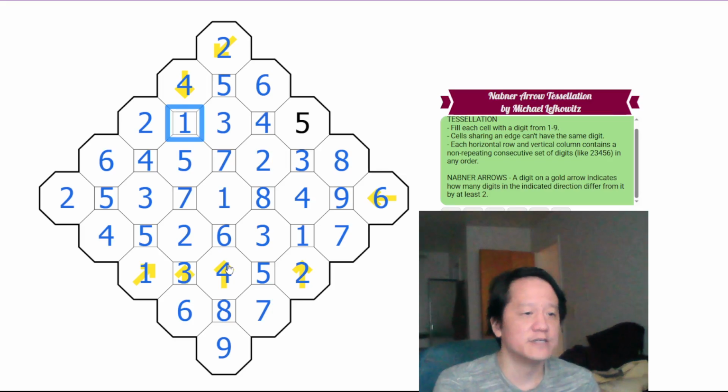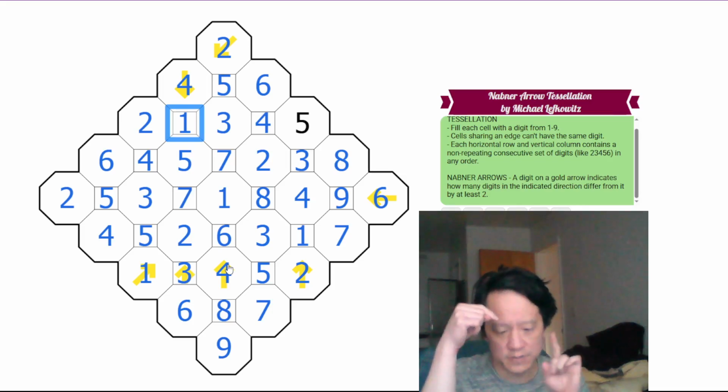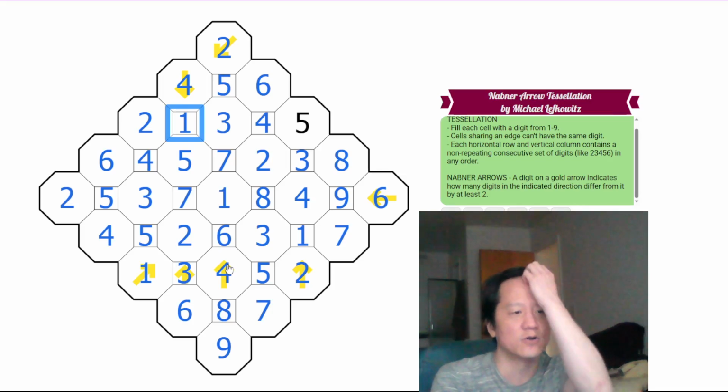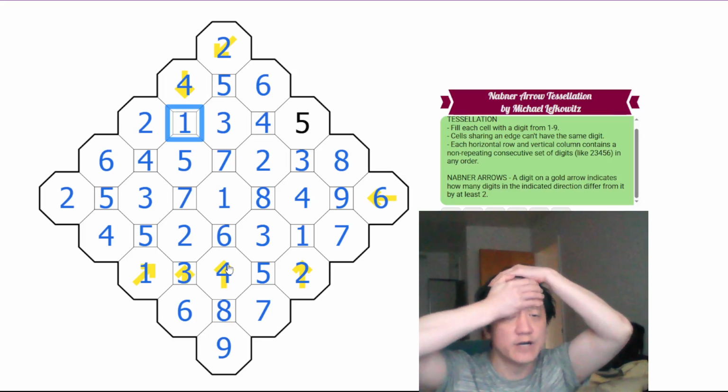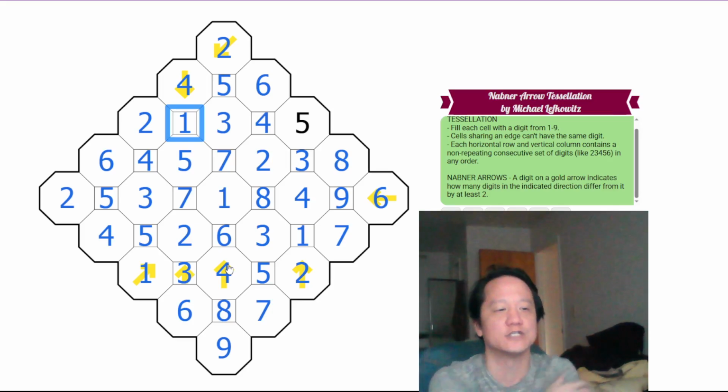I really like the tessellation puzzles. There's a lot of interesting, sort of intricate interactions that occur that you don't normally see in normal Sudoku. So that's why I enjoy doing these tessellations.